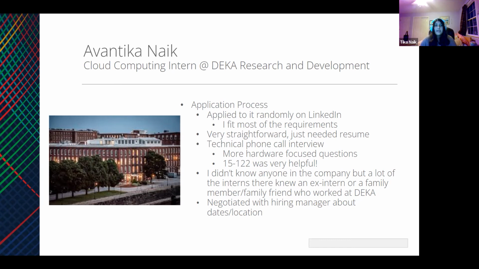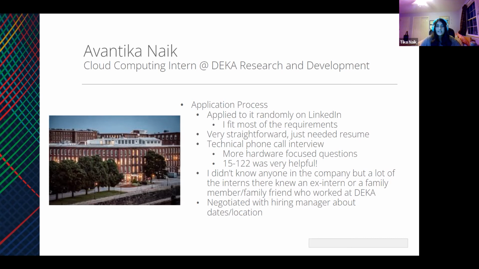And then once I got past the screening, the only thing I really had to do was a technical phone call. It's a little bit more hardware focused because I was supposed to be on an embedded systems team. But the class that came in helpful the most was 15122. A lot of the things that I learned in that class were really applicable to the technical phone interview.